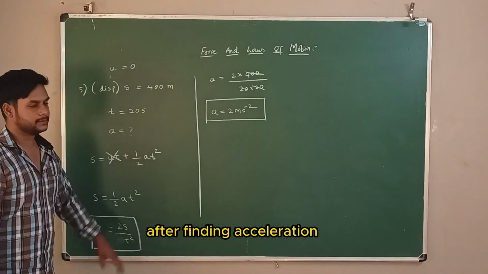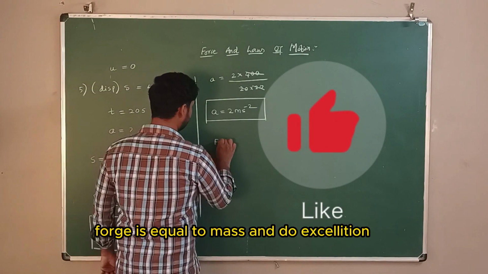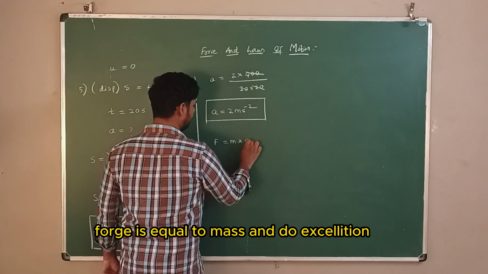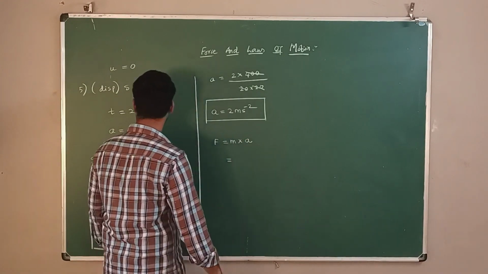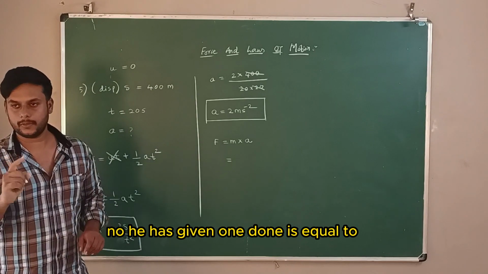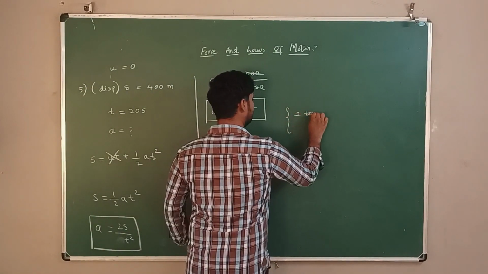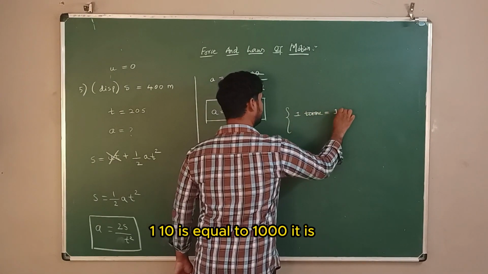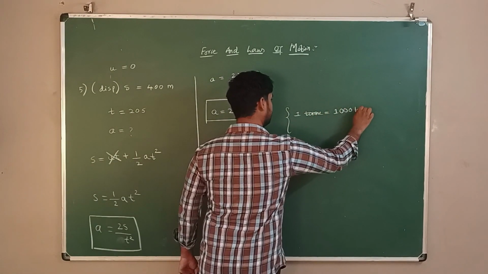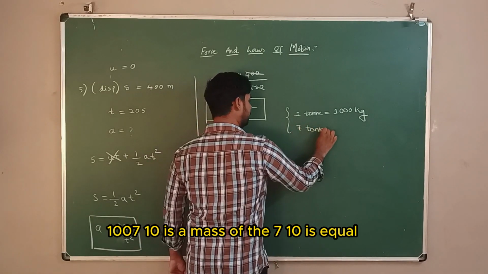Okay. After finding acceleration, what should I find now? Force. Now I can find force. Force is equal to mass into acceleration. How much is mass? 7 tons. Now he has given, 1 ton is equal to, I will write it here, okay? 1 ton is equal to 1000 kgs. Like that, 7 ton is the mass of the truck.